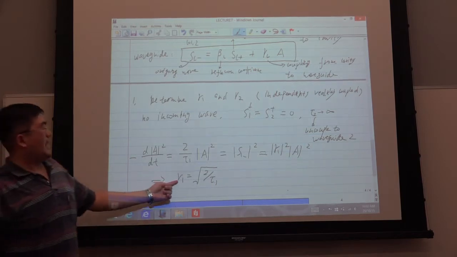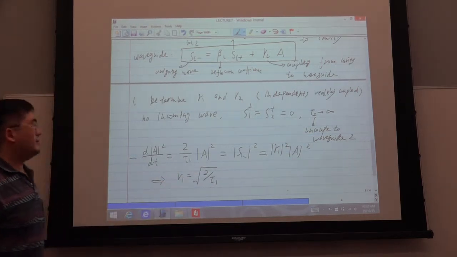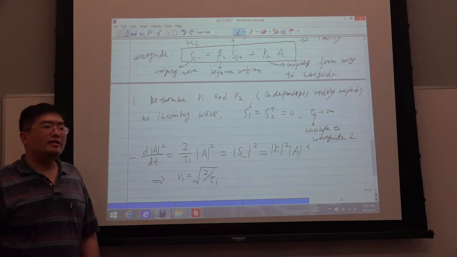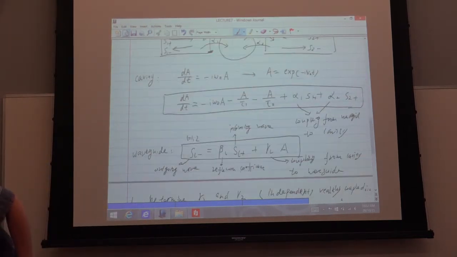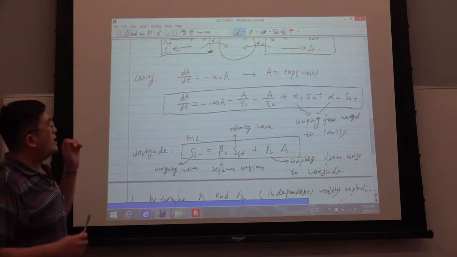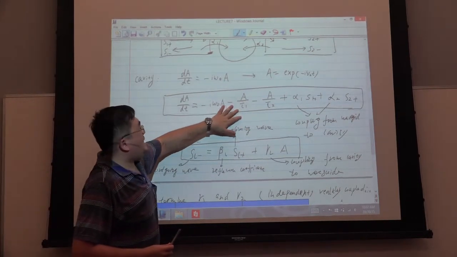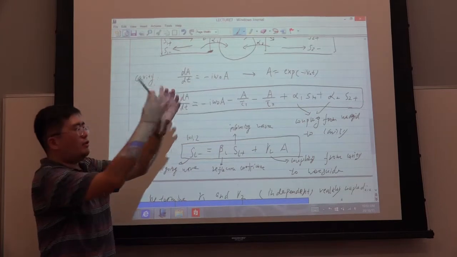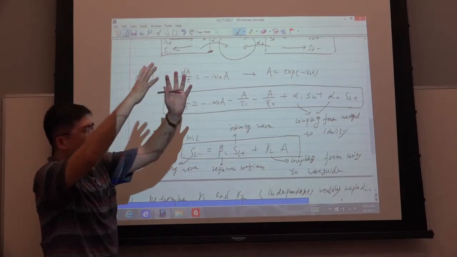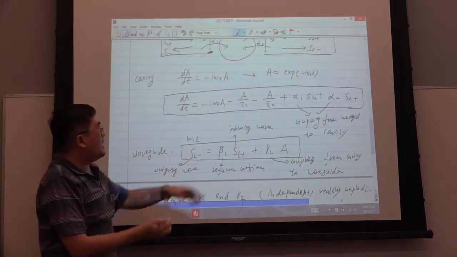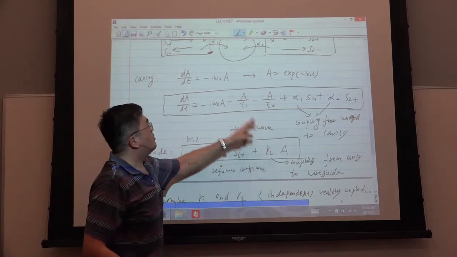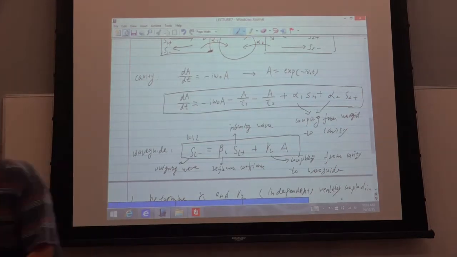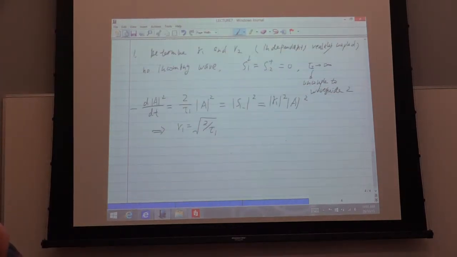You can see gamma 1 equals 2 over tau 1. You can get this equation very easily. From this equation, this tau 1 is the decay of this waveguide amplitude, a complex amplitude. This decay is just coupled to this S1, so this gamma 1 should be connected with tau 1. This is the basic idea.